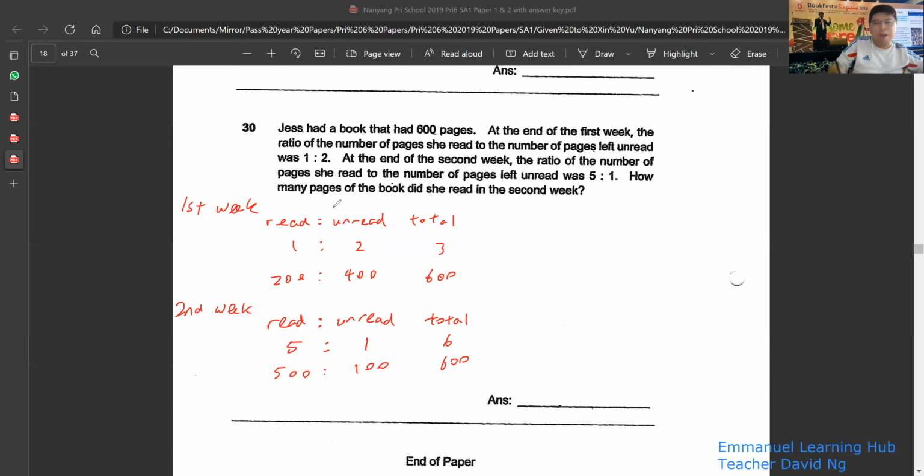Okay, how many pages of the book did she read in the second week? Then the question becomes very easy, right? First week, I read 200 pages. Second week, I read a total of 500 pages. 500 minus 200. It becomes like a Primary 1 question now, right?